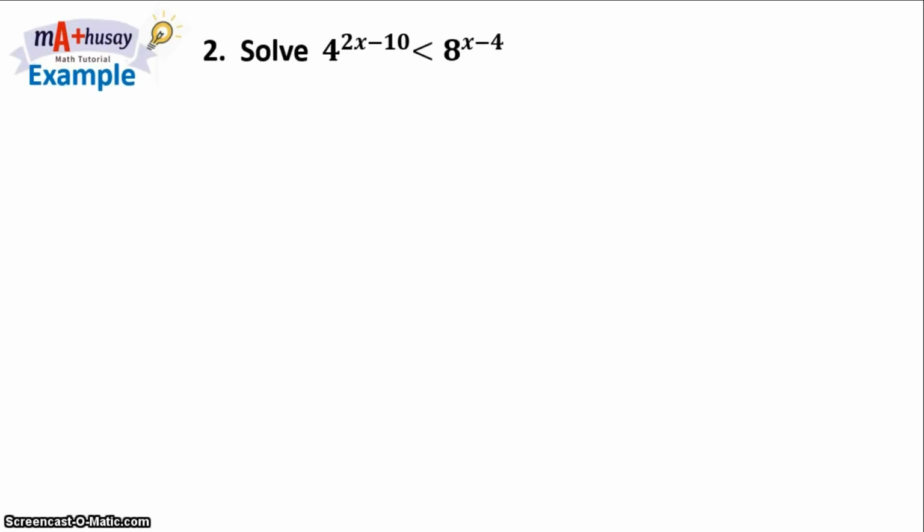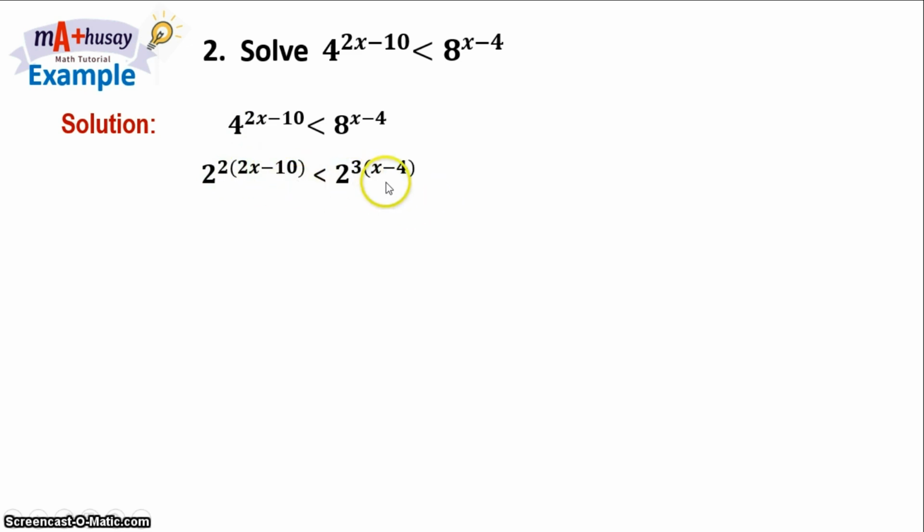Let's take example number 2. Solve 4 raised to 2x minus 10 less than 8 raised to x minus 4. From here, ang una nating gagawin is that we have to rewrite yung ating base, itong 4 at 8, na kung saan yung base niya ay 2. Yung 4 ay pwedeng i-write as 2 raised to 2 times the quantity of 2x minus 10 less than 2 cubed times the quantity of x minus 4.